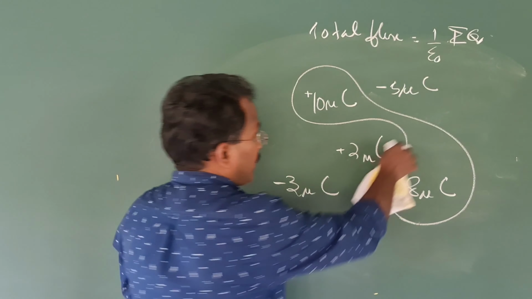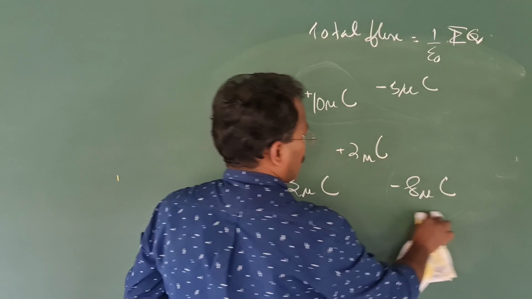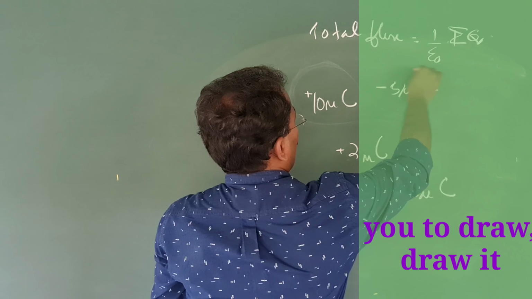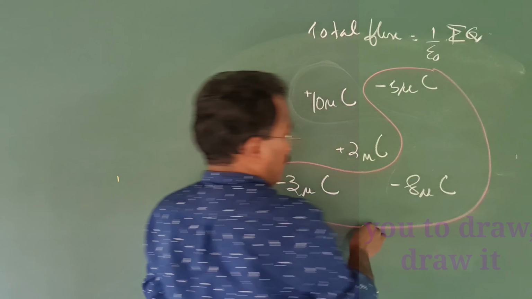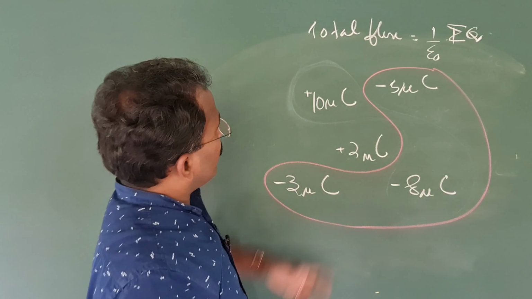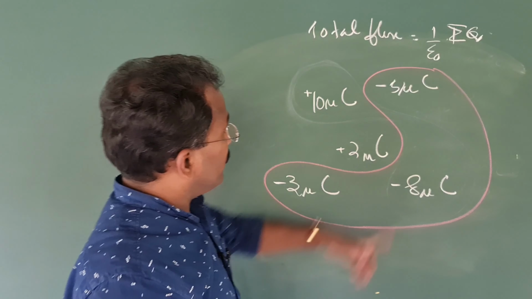Okay, let's remove this surface. Now I am taking another surface. Okay, what is the flux through this peculiarly shaped surface? So the total flux will be, what are the three charges? What are the charges we should add up?